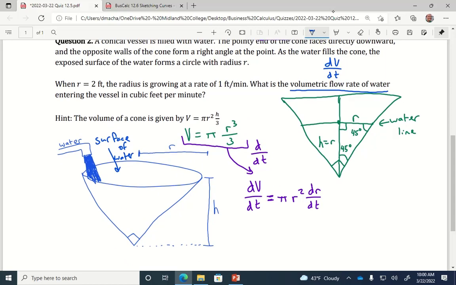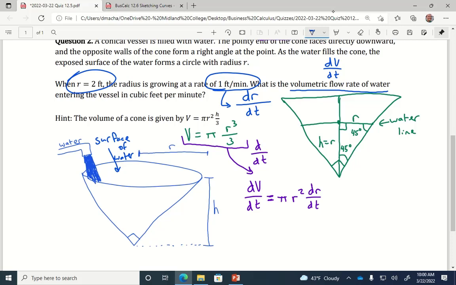We're told that my radius is 2 feet, and the radius is growing at a rate of 1 foot per minute. So if we're talking about a rate that the radius is growing, we're talking about the rate of change of the radius, which is dr/dt.